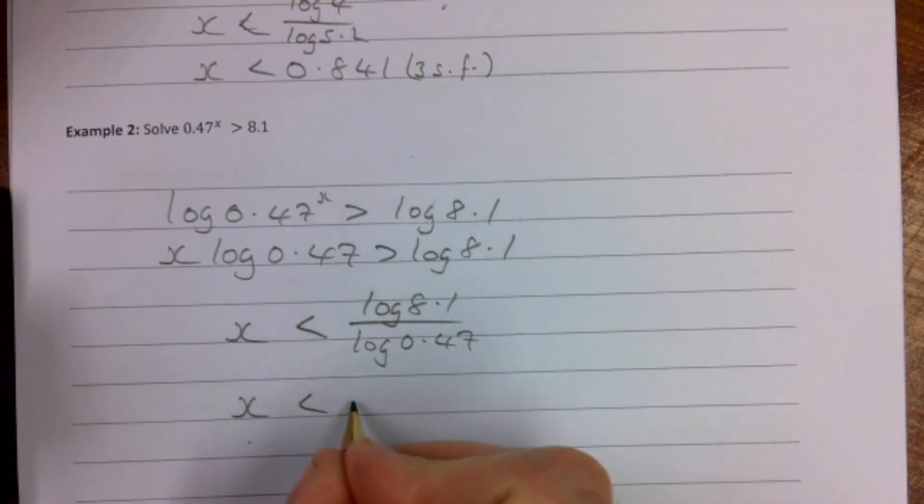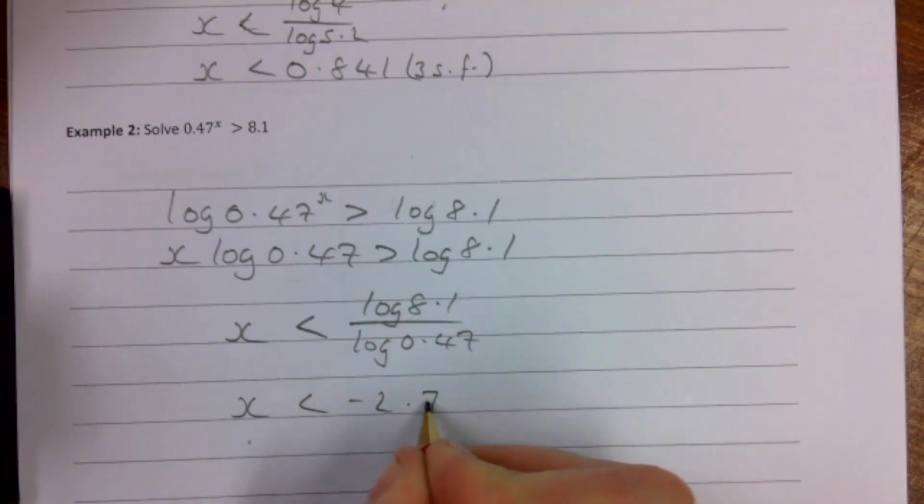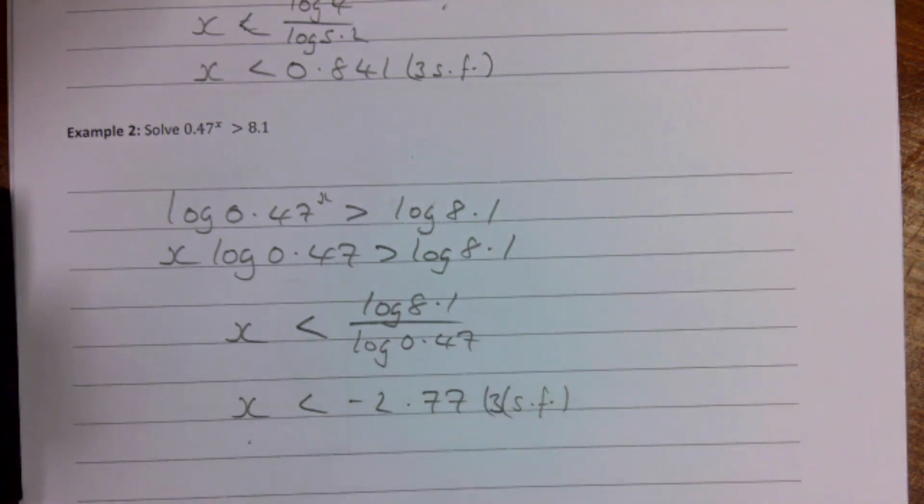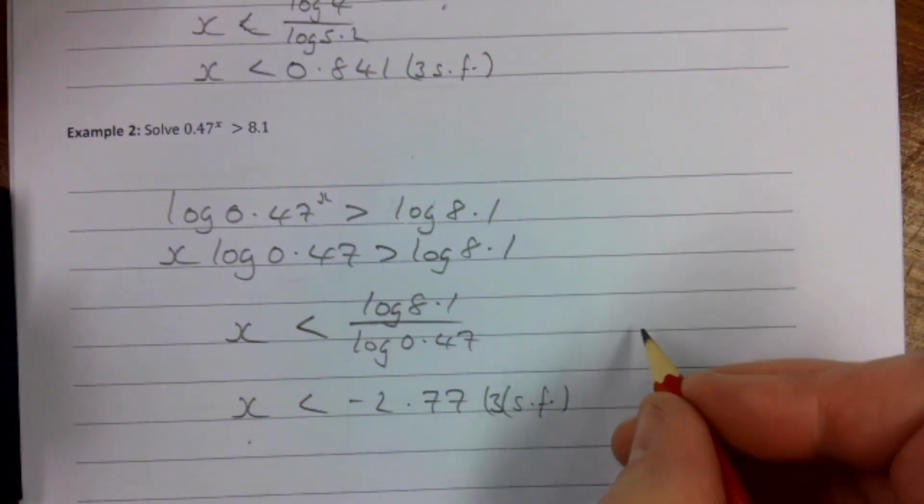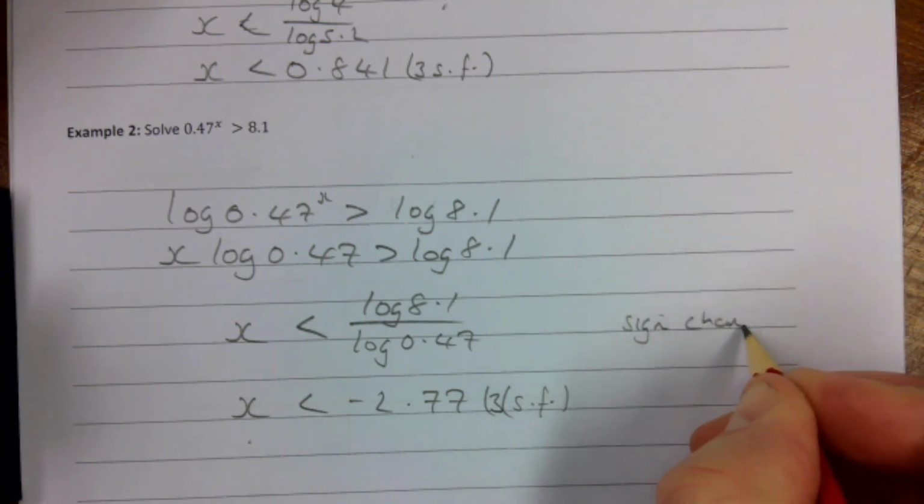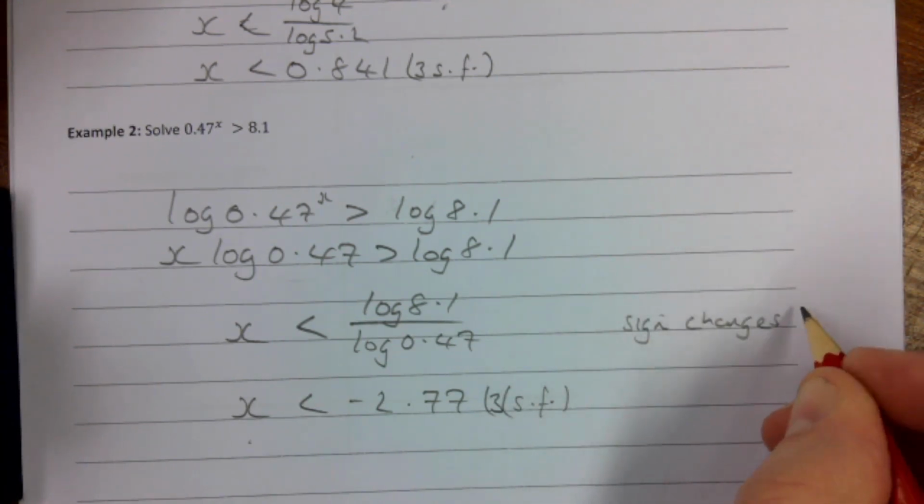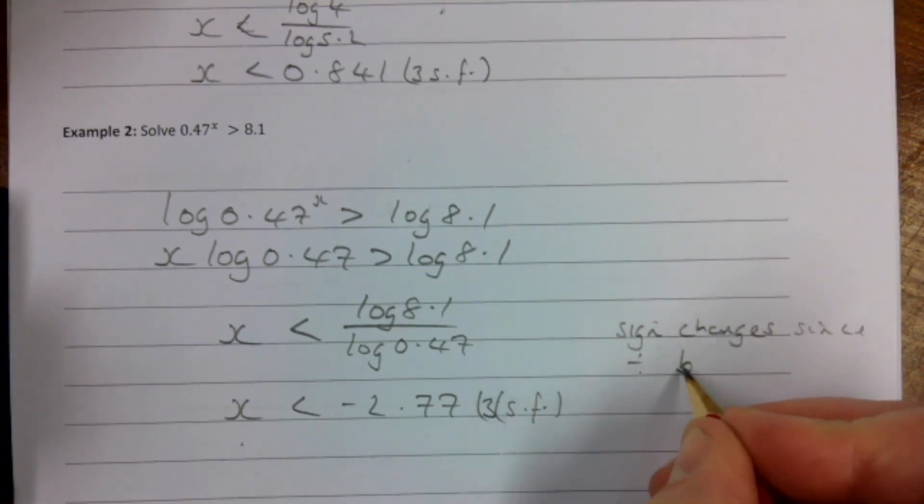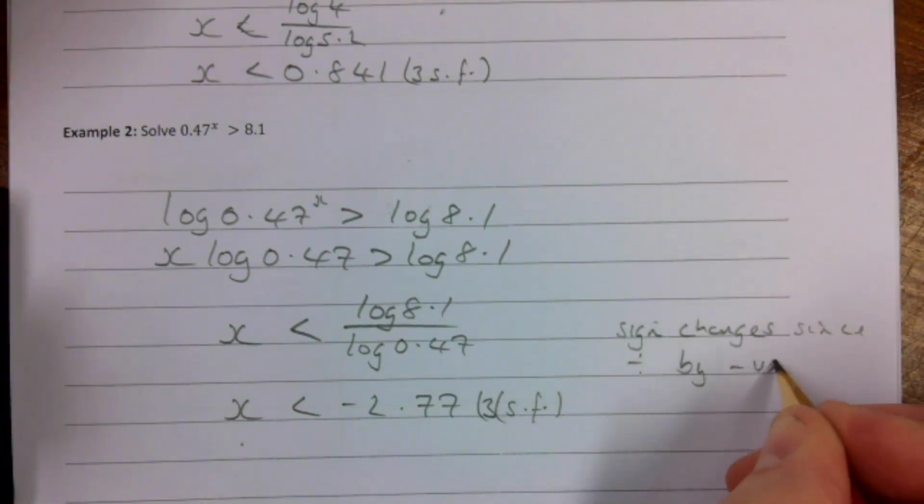Put that into your calculator and you get minus 2.77, to 3 significant figures. So over here then I'm going to write the sign changes, since we are dividing by a negative.